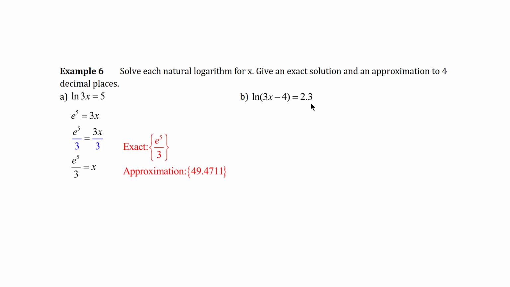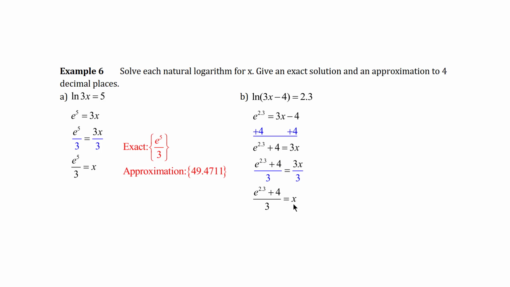Again, the first step is rewriting this in exponential notation with a base of e. We get e to the 2.3 power equals 3x minus 4. Next, we need to solve for x by getting rid of the minus 4. We just add 4 to both sides of the equation. The result is e to the 2.3 power plus 4 equals 3x. Next, we get rid of the 3 in front of the x by dividing both sides by 3. We get e to the 2.3 power plus 4 divided by 3 equals 3x divided by 3. After simplifying, the result is e to the 2.3 power plus 4 divided by 3 equals x.